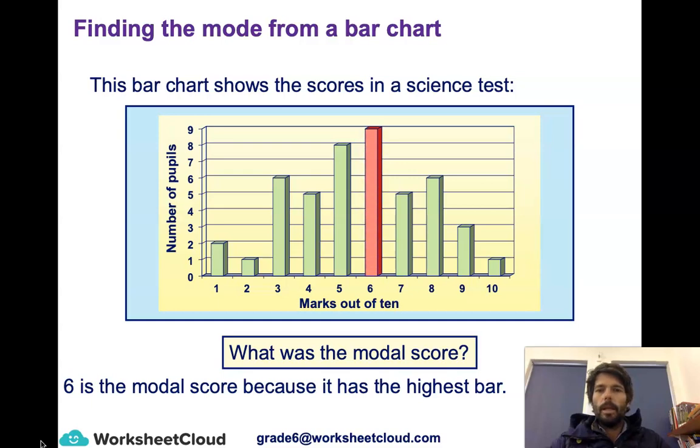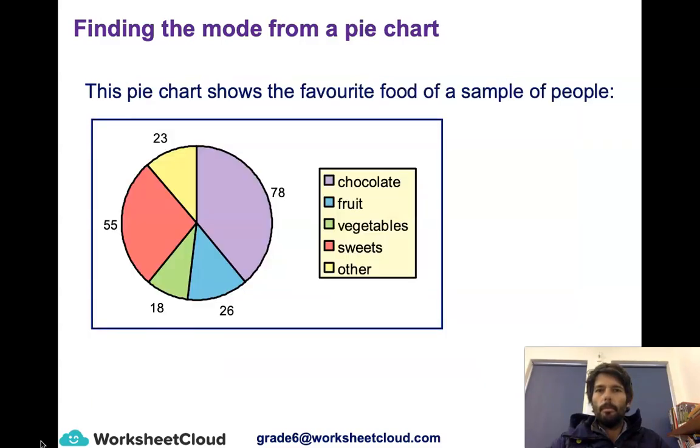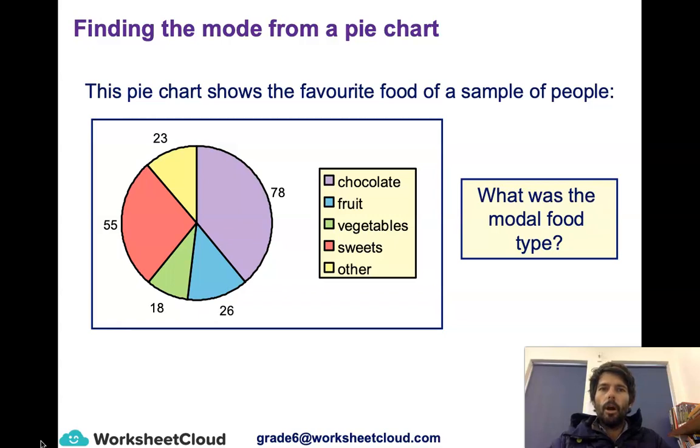And there it is indicated on the graph for you. We can find the mode from a pie chart. An example of this is on the screen, and that is a pie chart showing you the favorite food of a sample of people. And again, this is non-numerical or categorical data. So you can read from that graph what the modal food type is.